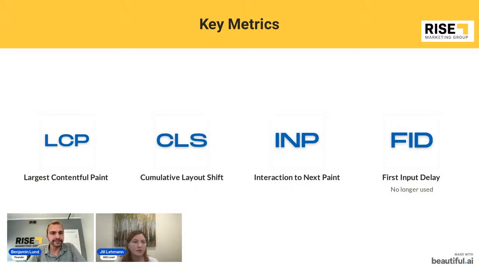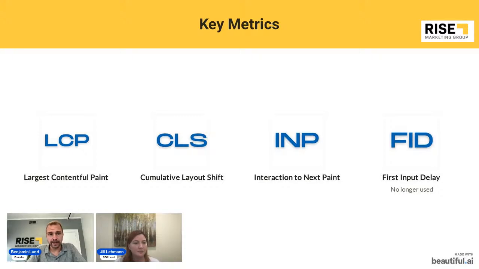So there are 3 key metrics that make up Core Web Vitals. Right now, it's largest contentful paint, cumulative layout shift, and then interaction to next paint. Before March 2024, when it switched over, there was first input delay, which was also a key metric. That was replaced by interaction to next paint, which we can cover as well. But that basically was just a better measurement of kind of the same data for responsiveness.